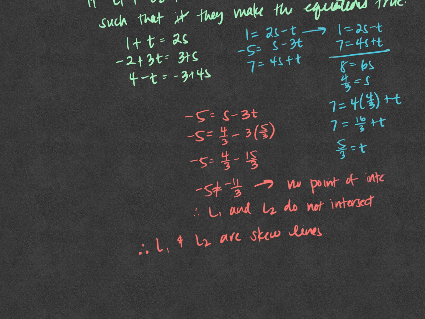because we found the point of intersection for these 2 lines up here. This is our point of intersection for those two parametric equations, but the point of intersection does not work in the third. Therefore, the lines must be skew.